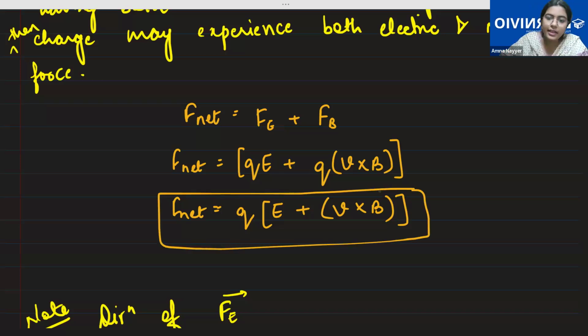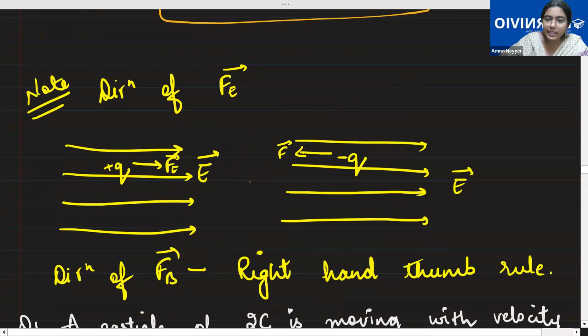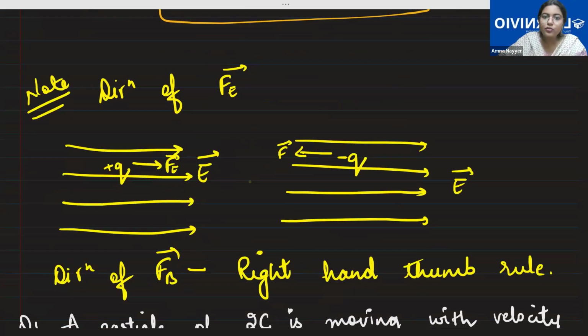Okay, so this is the net force: charge times (E plus V cross B). Now coming to the direction. The direction of the electric force depends on the charge. If the charged particle is positive, it will move in the same direction as the electric field. And if the charged particle is negative, it will move in the opposite direction to the electric field. And for the magnetic force, we have the right hand thumb rule that we've already studied.